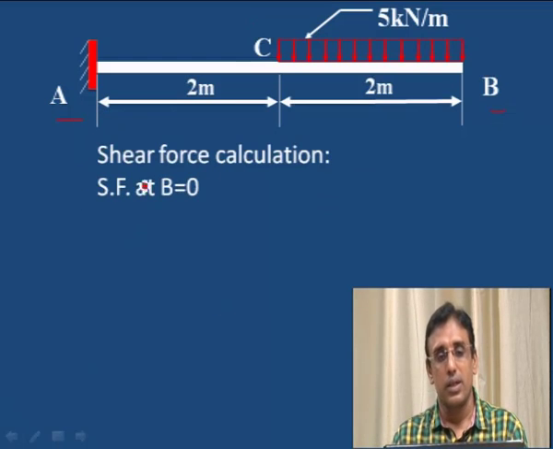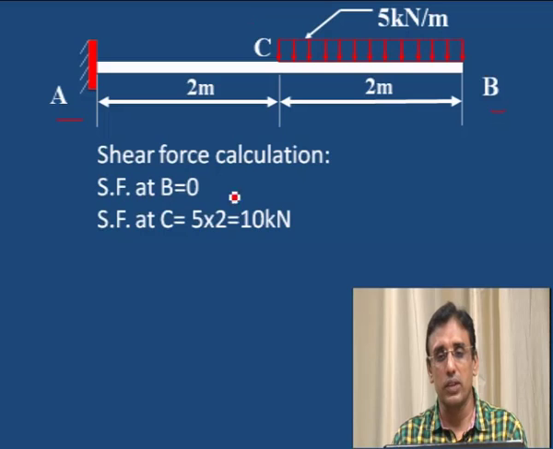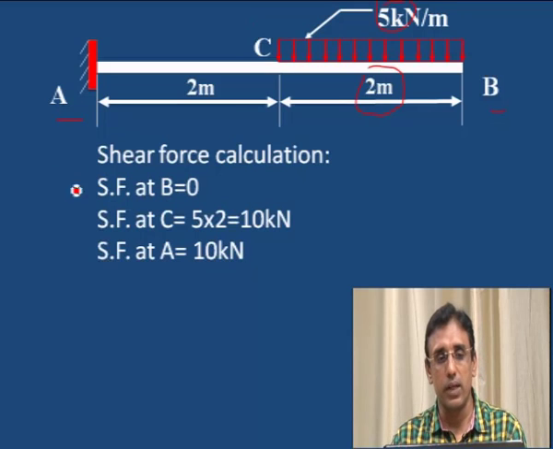Shear force calculation. Shear force at B. What is the value of shear force at B? 0, because no load is acting at that point. Shear force at C, at this point the total load is acting, 5 into 2 meter, because it is 5 kilonewton per meter. 1 meter is 5 kilonewton, 2 meter is 5 into 2, 10 kilonewton. Shear force at A, from C to A no load is added, therefore it remains the same. Whatever the previous value of 10 kilonewton, the same you can retain here at A.